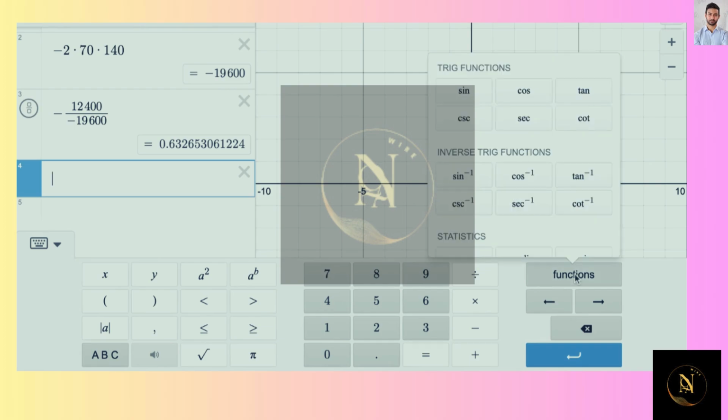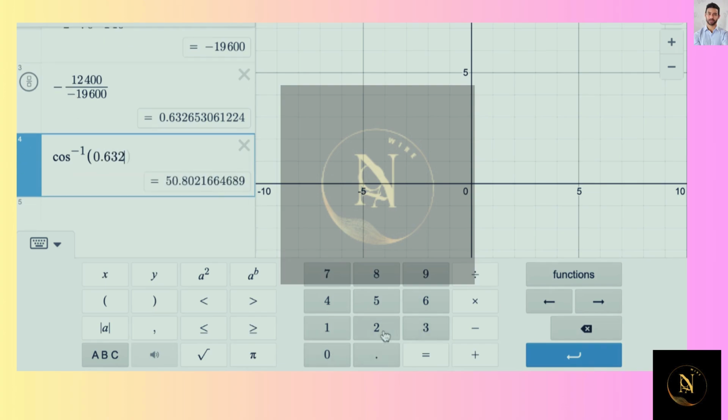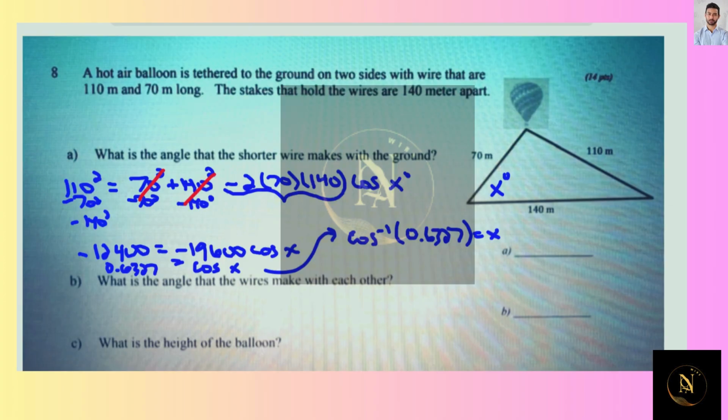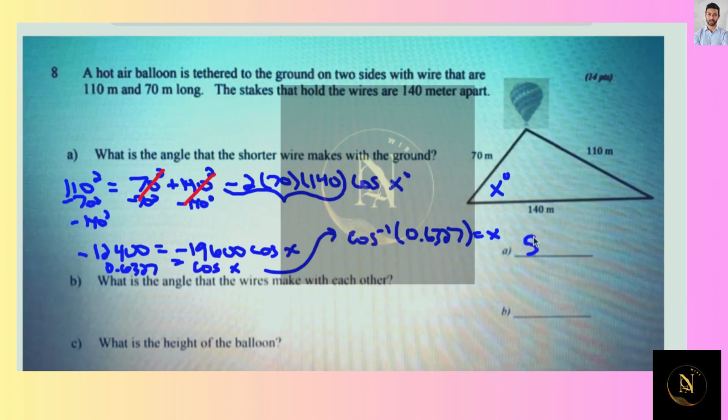If you have the opportunity to just use the full answer, do that. Or you can type it out as far as you want. I don't know if it says how to round here. Nope. So I'll just go to 2 decimal places. We'll say 50.75 degrees. The angle that the wires make with each other.